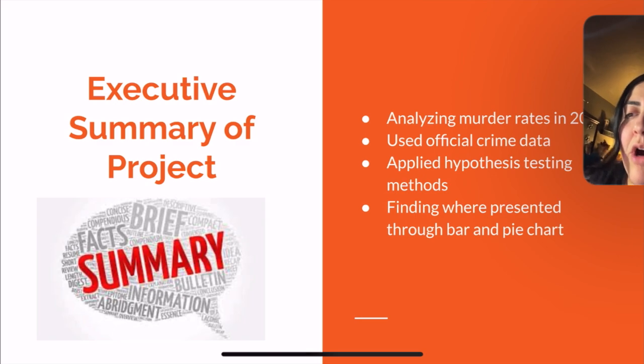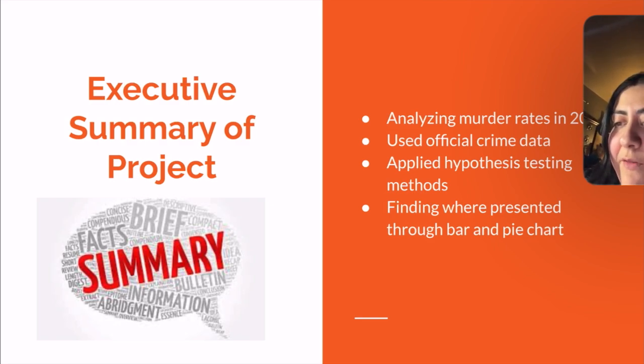Our project focused on analyzing murder rates in the US in 2013 by testing two hypotheses. The first hypothesis proposed that the mean number of murders per 100,000 people was less than 5. The second hypothesis suggested that at least 25% of states had fewer than one murder per 100,000 people. We used official crime data and applied hypothesis testing methods, including confidence intervals, to evaluate our claims.